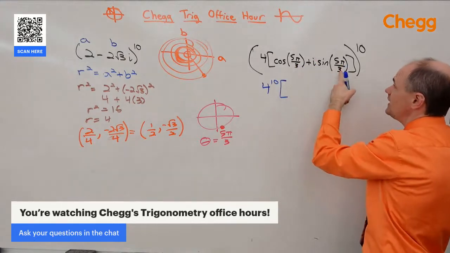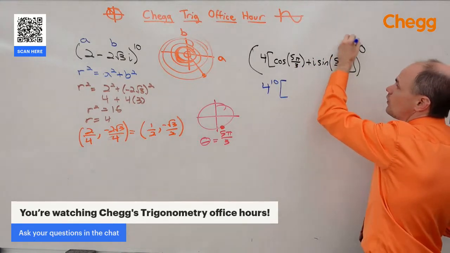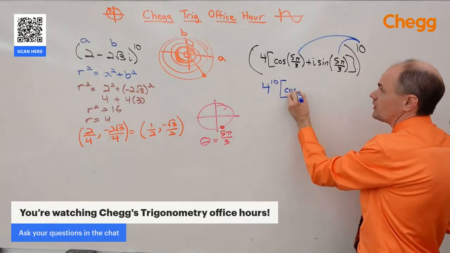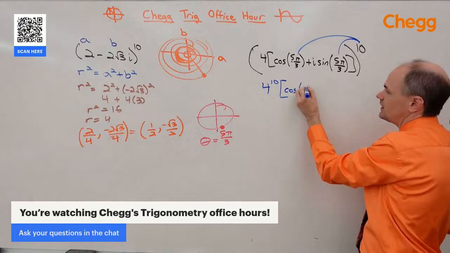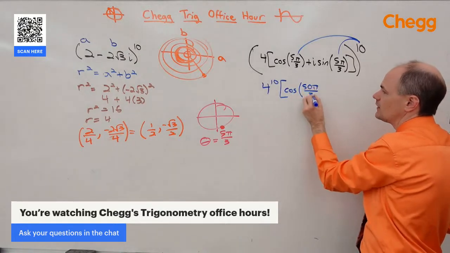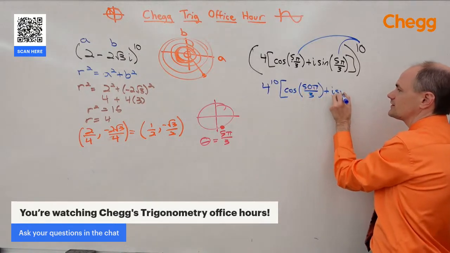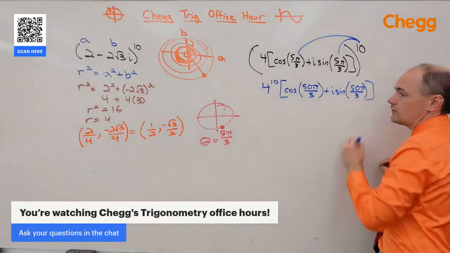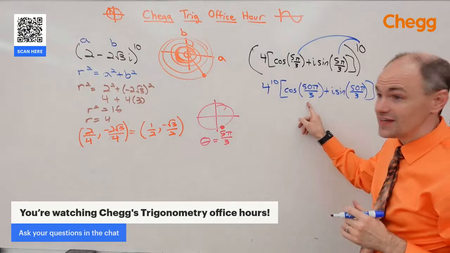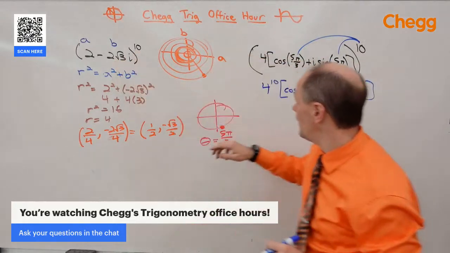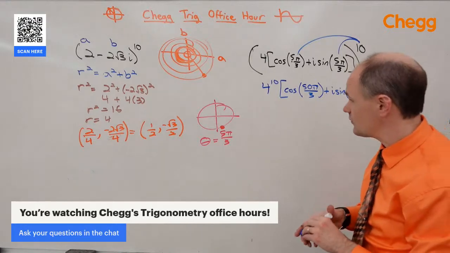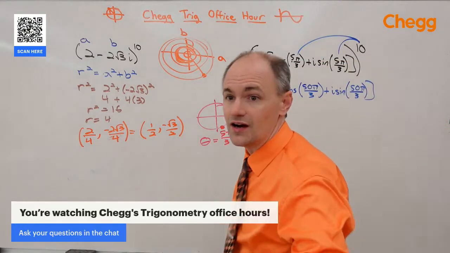Then each of these angles is actually going to get multiplied by that exponent. And so we have the cosine of 5 times 10, which is 50 pi over 3, plus i sine times 50 pi over 3. And now we have taken this complex number to the 10th power without having to multiply it out 10 times. And so that can save us a lot of work.